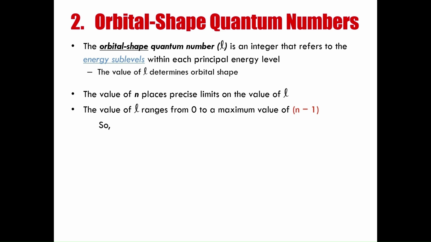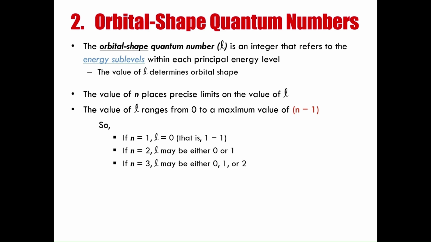So what does that mean? If I'm looking at energy level 1, I can only have one kind of orbital shape. The reason being is because n minus 1, 1 minus 1 is going to give me 0, and that's the only value I can have. So L is equal to 0, and that's the only type of orbital shape I'm given. In the second energy level, I can have two potential orbital shapes. I can have 0 or 1, because the limit provides 2. If I'm looking at the third energy level, I can have 3 types of orbital shapes, 0, 1, and 2.